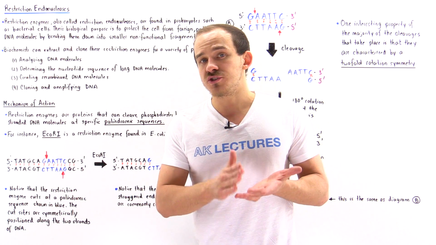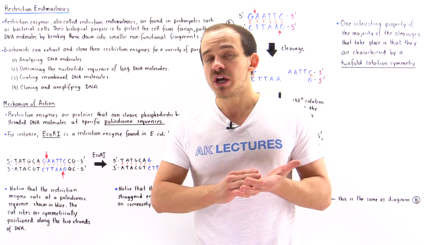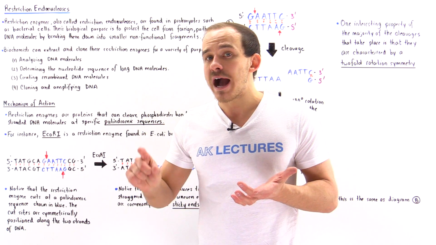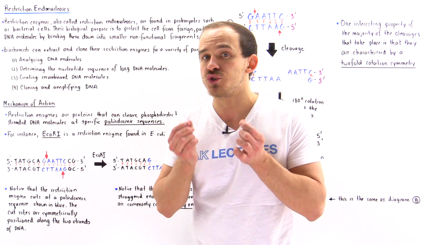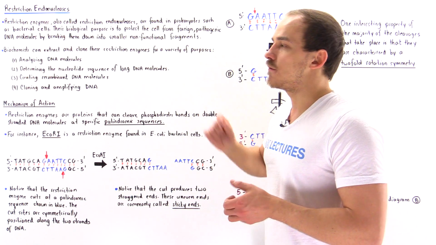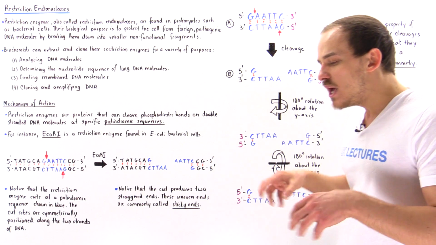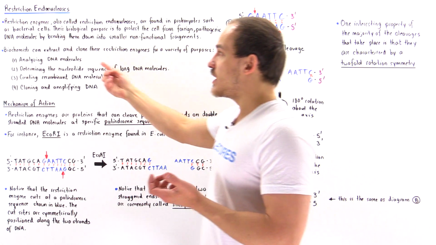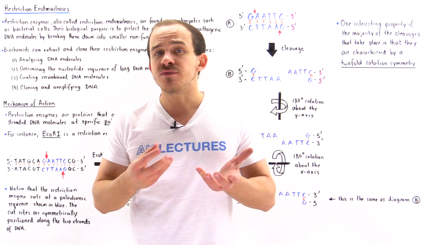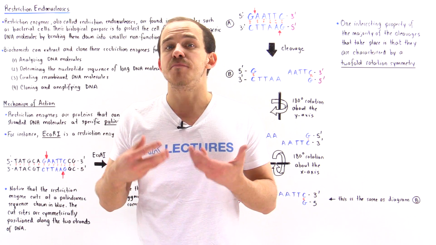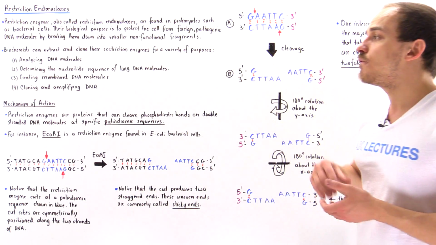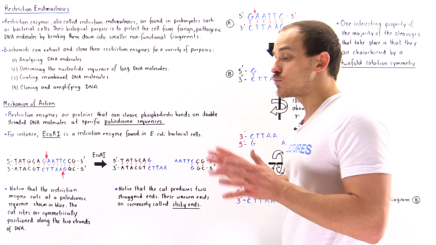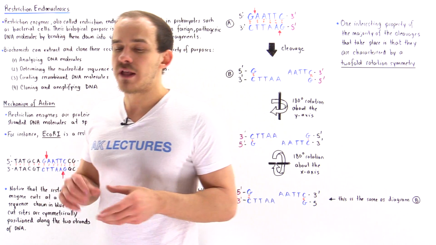And what these restriction enzymes do is they bind onto that viral DNA molecule and they cleave it, they cut it up into smaller, non-functional fragments. Now, biochemists can actually extract and clone these restriction enzymes from these bacterial cells and prokaryotic cells, and we can use them for a variety of different purposes, as we'll discuss in the next several lectures.